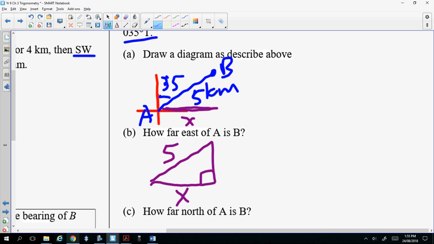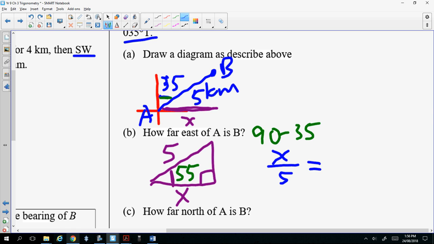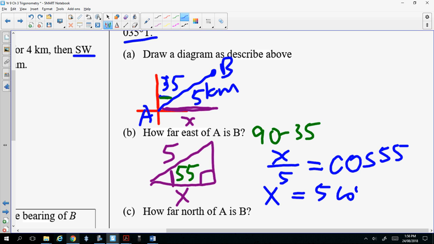What would this angle be? How do I figure that out? 90 minus 35 is 55. Let's use trigonometry. X over 5 is cos 55. So x equals 5 cos 55. Use your calculator. You will get 2.87.